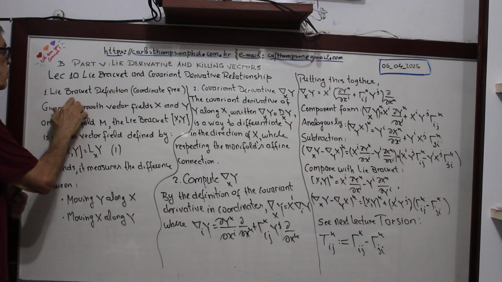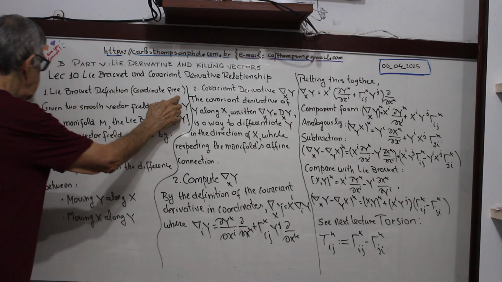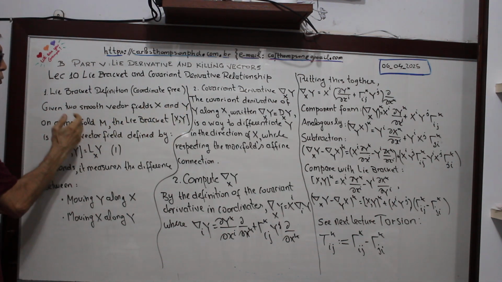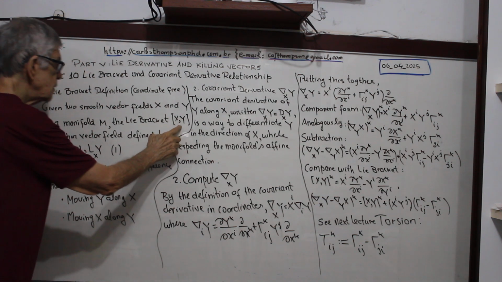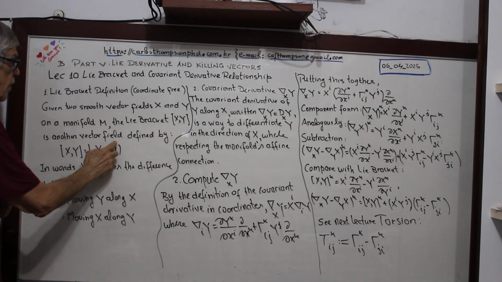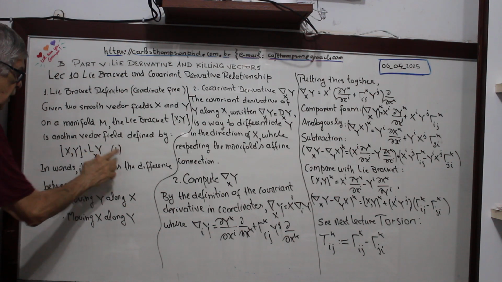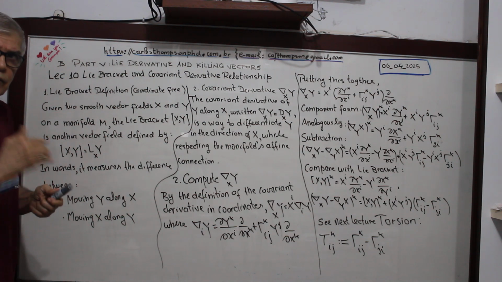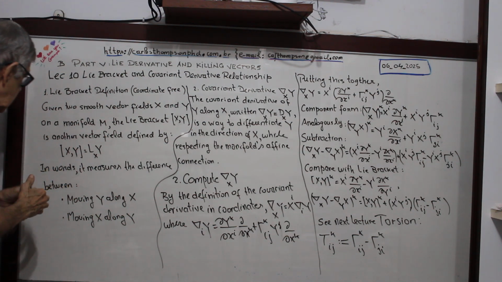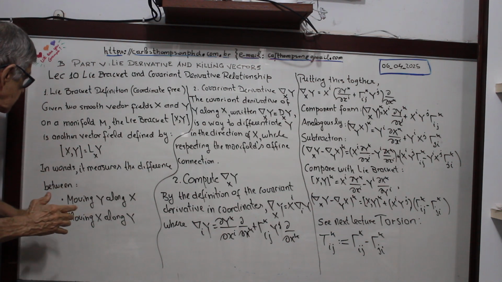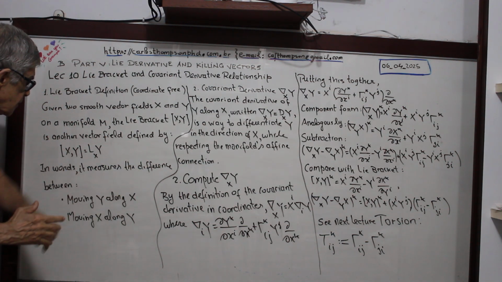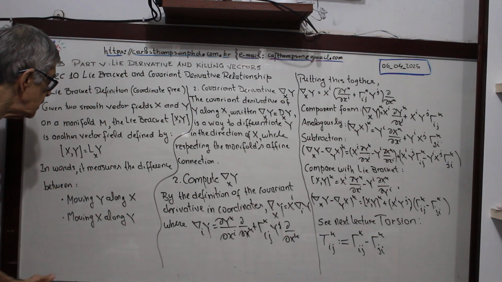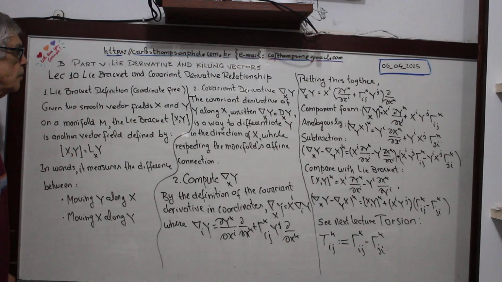Now, the Lie bracket definition, coordinate free. Given two smooth vector fields X and Y on a manifold M, the Lie bracket [X, Y] is another vector field defined by this relation here, which we derived in the previous video, 9c. In words, it measures the difference between moving Y along X and moving X along Y. That's what the Lie derivative means.